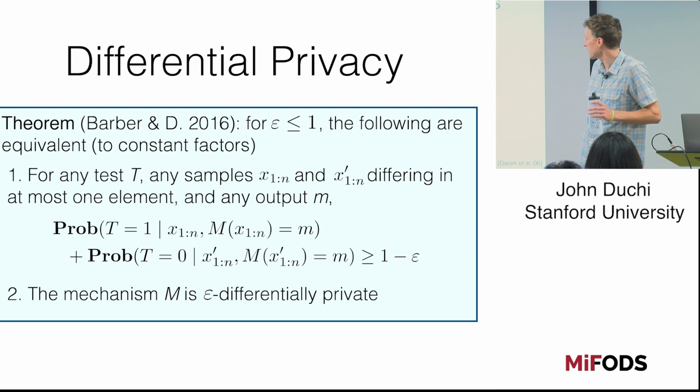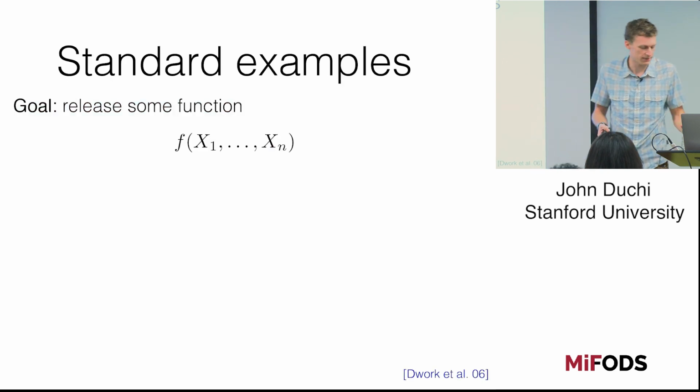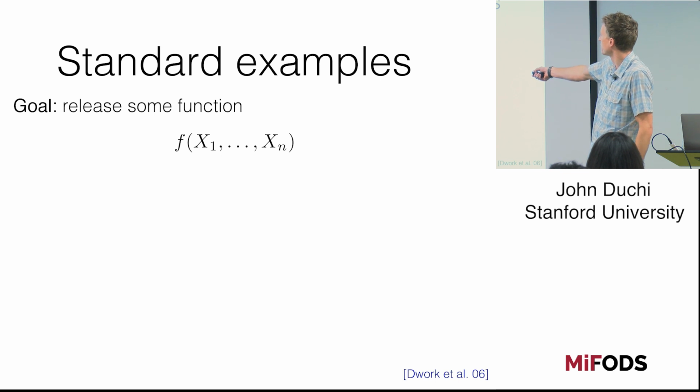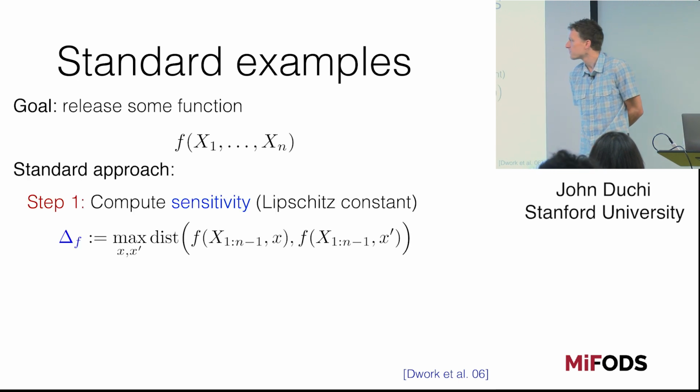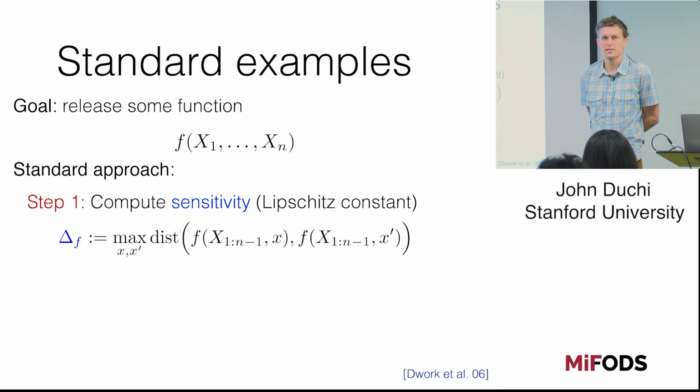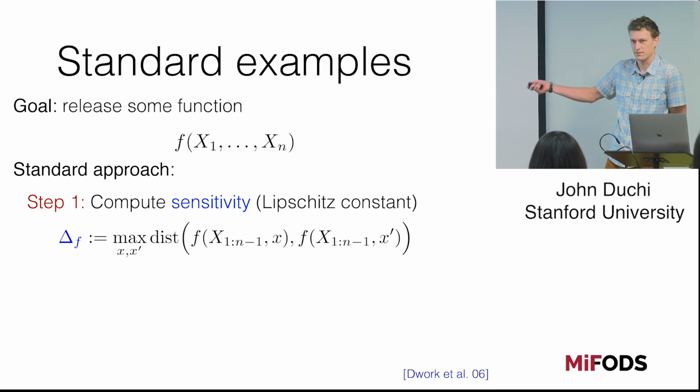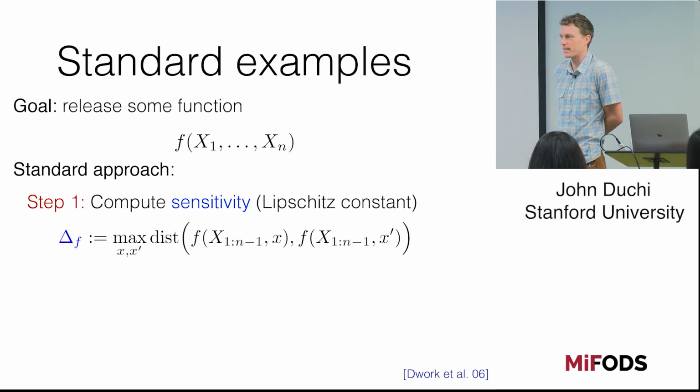OK. So let me go through a few examples just so we've seen them and we understand roughly what the standard approaches are here. So the typical game in privacy is that you want to release some function f of your data, x1 through xn. The simplest way to do this is, in step 1, you compute what's known as the sensitivity of your function. And sensitivity is a word that people made up, but if you took math classes, you would know that this is just the Lipschitz constant. So we have other words for that.